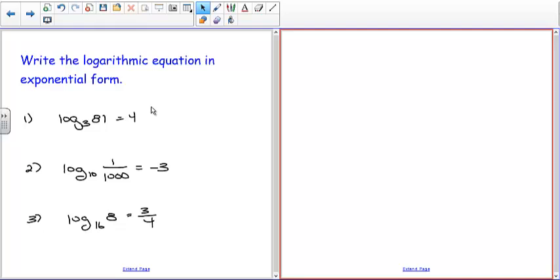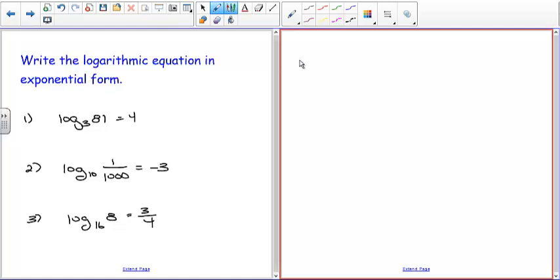Okay, so the next section of homework is logarithmic equations. Logarithmic and exponential equations are inverses of each other if they have the same base. And so you can represent the relationship between three numbers either logarithmically or exponentially.